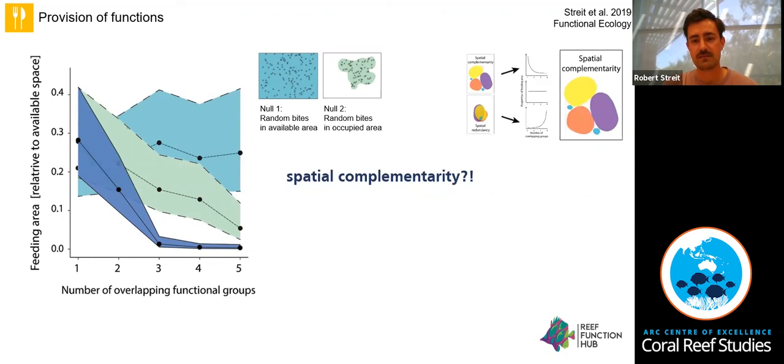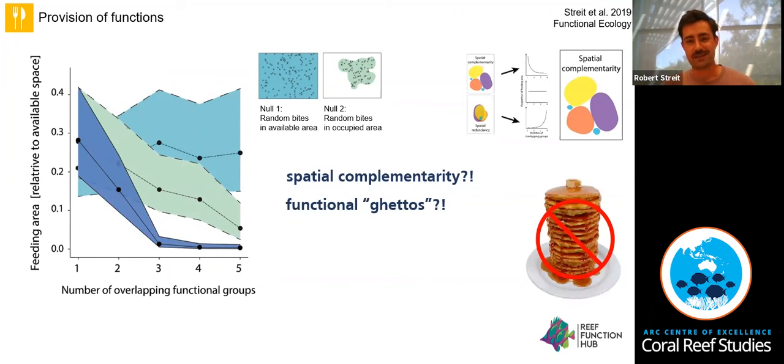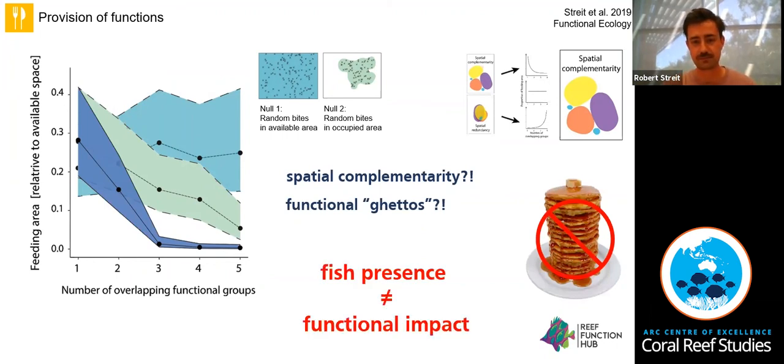So this means that fishes seem to be acting in this spatial complementarity. They tend to be feeding next to one another, apparently. And if we zoom out, what that could mean is that we end up with these functional ghettos on the reef, where certain functions are only delivered in certain areas and is not evenly covered. And that could be problematic in terms of algal removal if some areas only receive that type of removal and others another type. So we don't have a pancake stack, unfortunately. The pancakes are more flung about the table.